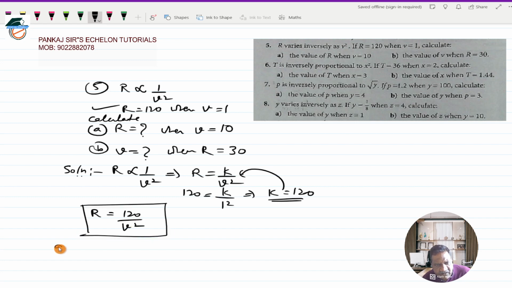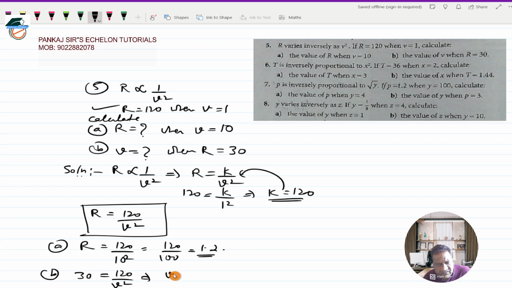Now let us see sub question A. Find R when V is 10. So R will be equal to 120 upon 10 square. That is equal to 120 upon 100, which is equal to 1.2. And B part of the question is find V when R is equal to 30. So I am going to put R as 30, 120 upon V square. If I arrange this, I'll get V square equal to 120 upon 30, which is equal to 4. So if V square is equal to 4, my V will be equal to square root of 4, which is equal to plus or minus 2.